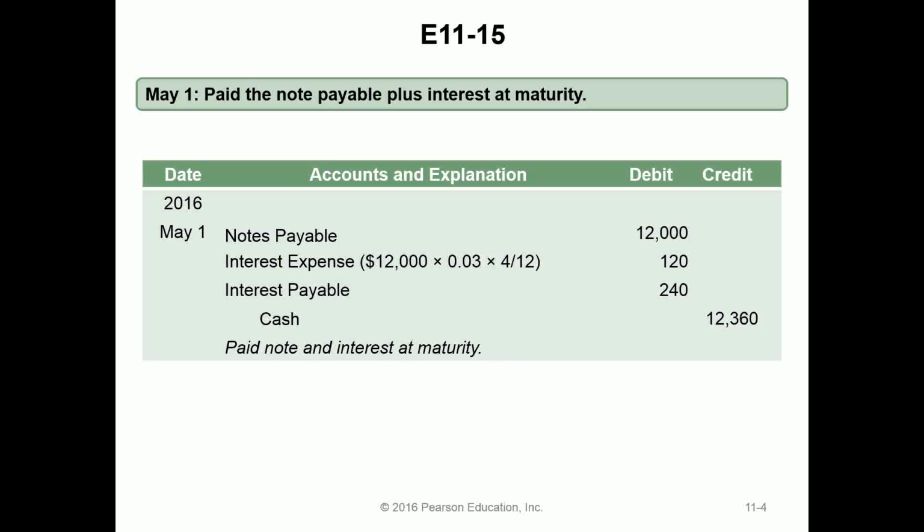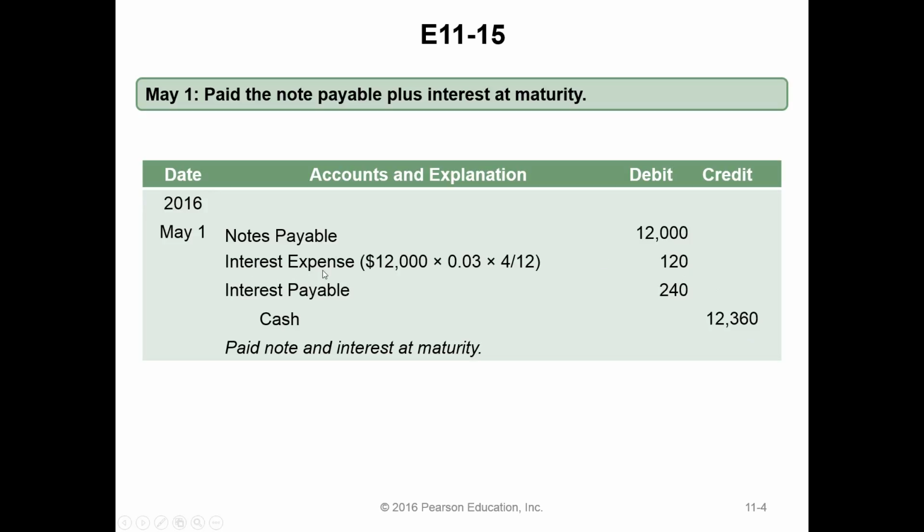So the first thing you want to do is get rid of that interest payable that you just set up for $240. So that's our debit right here for interest payable of $240, and then we're also going to get rid of the notes payable, which is the face value of the note, the $12,000. And we credit the amount of cash that we're going to have to pay, which is the interest for a full year, so that's the $12,000 principal times the 3% interest rate times 12 over 12, which is 1 year's worth of interest. The whole principal plus interest is $12,360. We wouldn't be in balance without this entry right here.